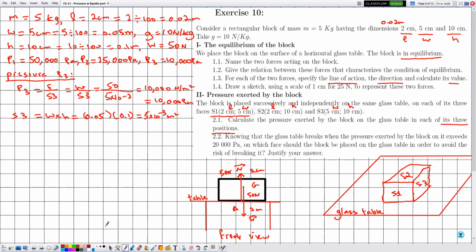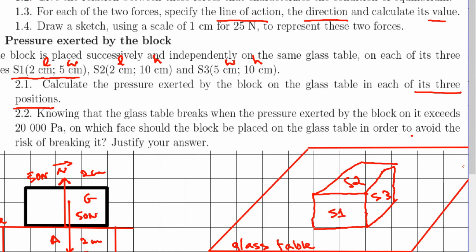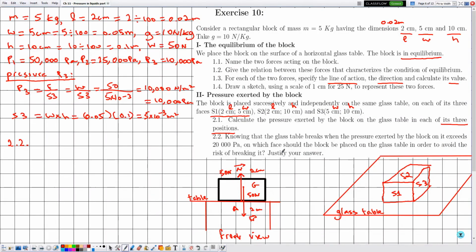Now finally in part 2.2, knowing that the glass table breaks when the pressure exerted by the block on it exceeds 20,000 Pascal. So in this case, the glass table breaks when the pressure exerted on this table exceeds 20,000 Pascal. On which face should the block be placed on the glass table in order to avoid the risk of breaking it? Justify your answer.